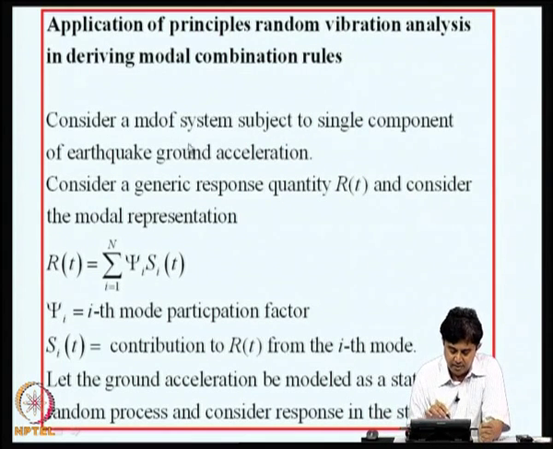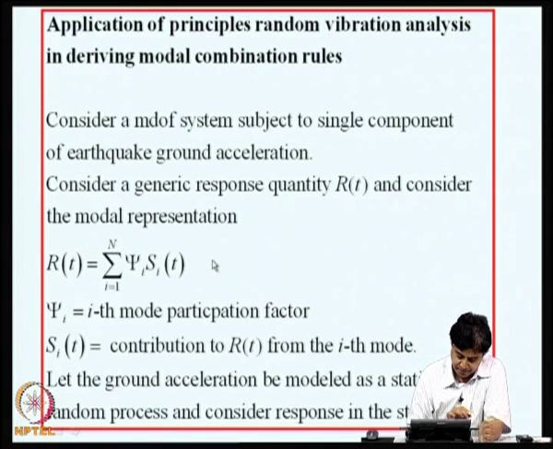Now, let us consider a multi-degree of freedom system subject to a single component of earthquake ground acceleration. Now, let us consider a generic response quantity R of t and consider the modal representation: R of t is the sum of psi i S i of t from i equal to 1 to capital N. Now, R of t could be displacement, stresses, reactions or any other function which is taken to be a linear function of the system states.